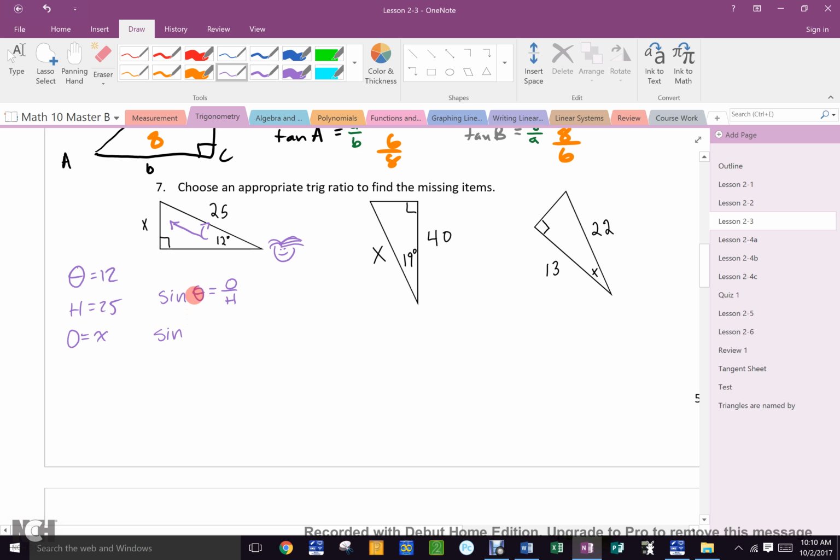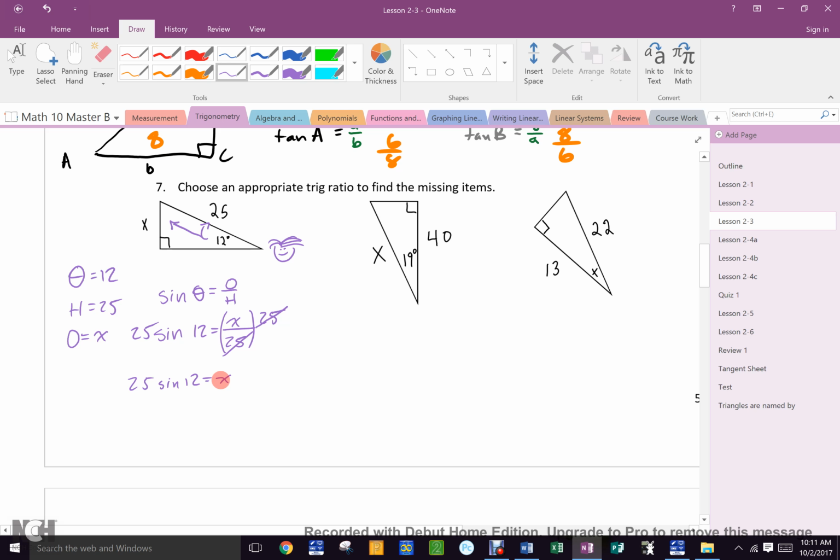Sine, what's theta? 12. What's O? X. What's H? 25. What algebra finds that? Multiply or divide? Multiply, because you're trying to get rid of this denominator. Now, for these warm-up questions, I'm actually going to write it out. Cancel, cancel. 25 sine 12 equals X.